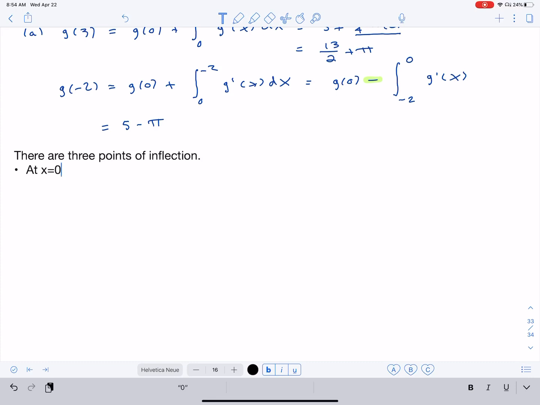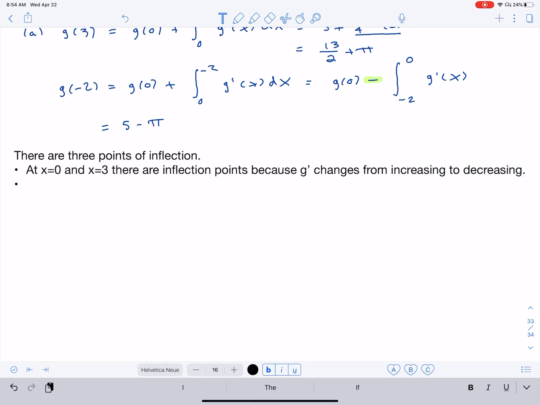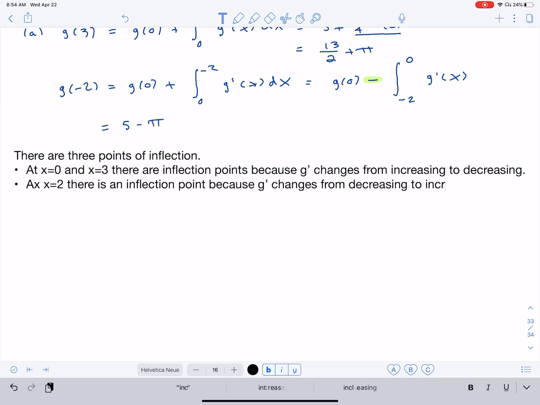So at x equals 0 and x equals 3, there are inflection points because g prime changes from increasing to decreasing. At x equals 2, there is an inflection point because g prime changes from decreasing to increasing.